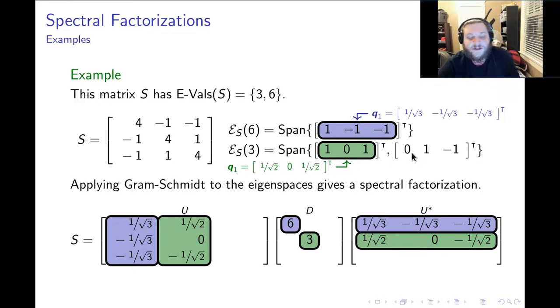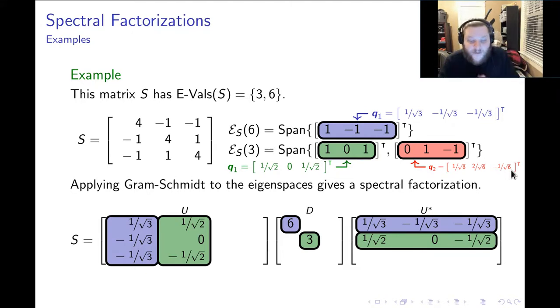So what we want to do is take this vector, 0, 1, negative 1, and subtract off its projection onto the previous vector. Well, when we do that, we end up getting Q2, which is 1 over root 6, 2 over root 6, negative 1 over root 6. I did the algebra on paper at home, and I'm here to give you the result. But you should double check this if you're uncomfortable with the Gram-Schmidt procedure.